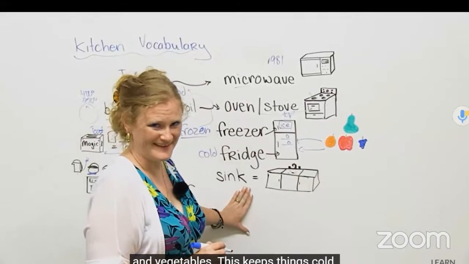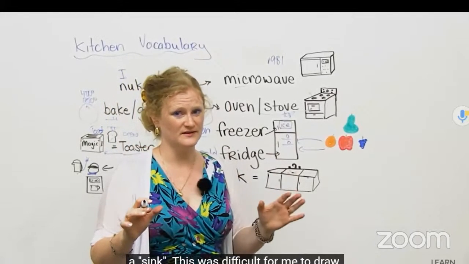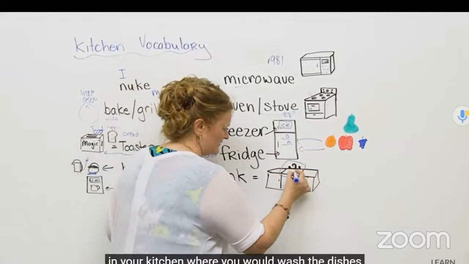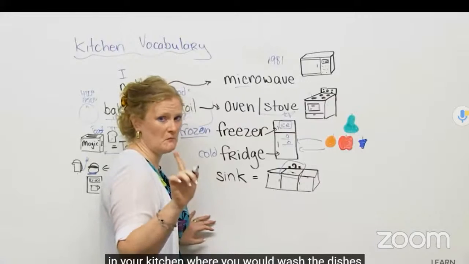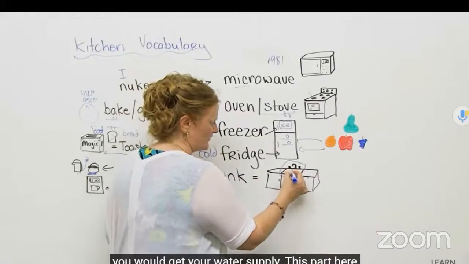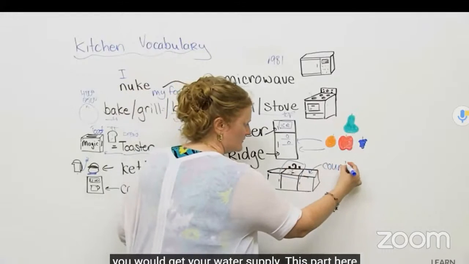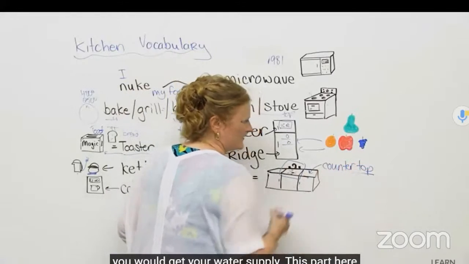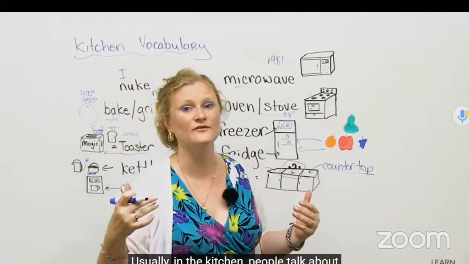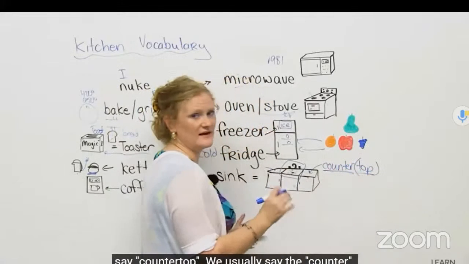The last one that I have for you today is a sink. This was difficult for me to draw, so please bear with. A sink is the place in your kitchen where you would wash the dishes if you don't have a dishwasher, and where you would get your water supply. This part here is also called a counter or a countertop. Usually in a kitchen, people talk about having lots of counter space. We don't usually say countertop, we usually say the counter.